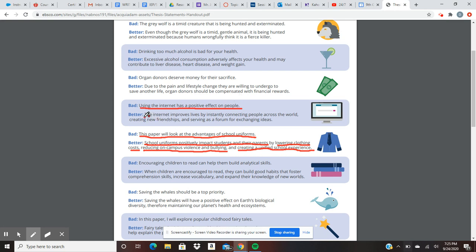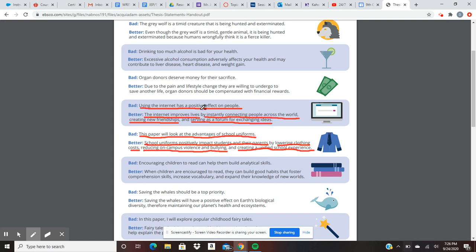So we say the internet improves lives. So that's our claim. The internet improves lives of everyone. So, how does it improve lives? It instantly connects people across the world. We've given one reason right here. Second, it helps create new friendships. And third, it serves as a forum for exchanging ideas.